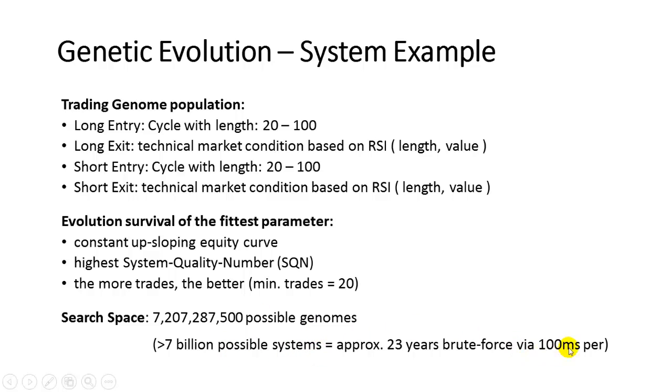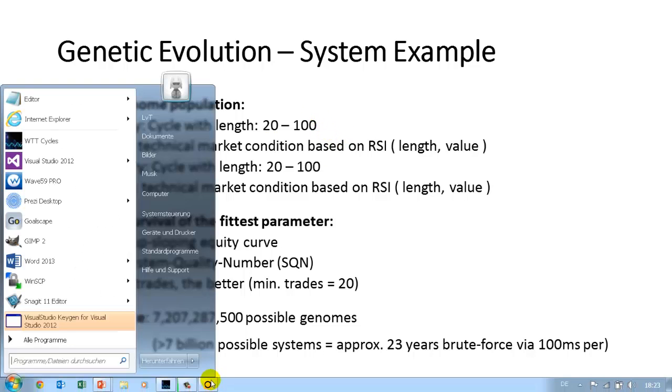If you take into account that a computer maybe uses 100 milliseconds to evaluate each system for the last 15 years, which is quite fast, then you will need 23 years of computer power to calculate all 7 billion systems with a brute force algorithm. So just keep in mind, you would use around 23 years to calculate each possible system, which for sure in our trading world is not possible. So that's where the genetic algorithm comes in.